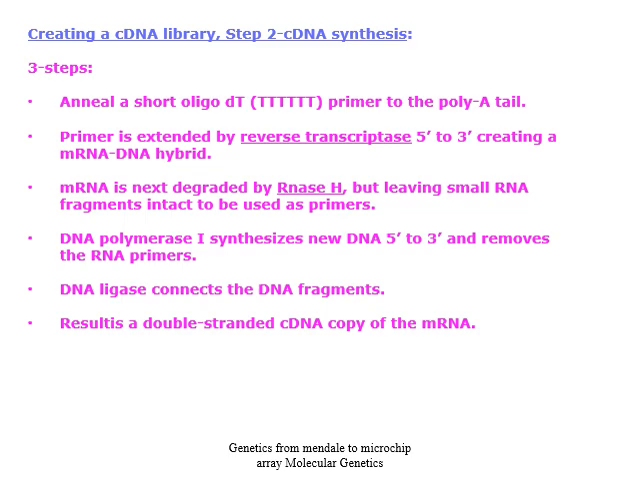Creating complementary DNA, step two. Anneal a short oligo primer to the poly A tail. The primer is extended by reverse transcriptase 5' to 3', creating a messenger RNA-DNA hybrid. Messenger RNA is next degraded by RNase H, leaving small RNA fragments intact to be used as primers. DNA polymerase I synthesizes new DNA 5' to 3' and removes the RNA primer. DNA ligase connects the DNA fragments, resulting in a double-stranded complementary DNA copy of the messenger RNA.